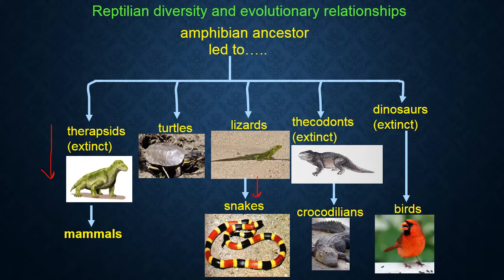We talked about that. The thecodonts that are extinct are thought to have given rise to crocodiles. And then other extinct dinosaurs giving rise to birds. So according to this, then, birds and mammals would be descendants of reptiles as well.